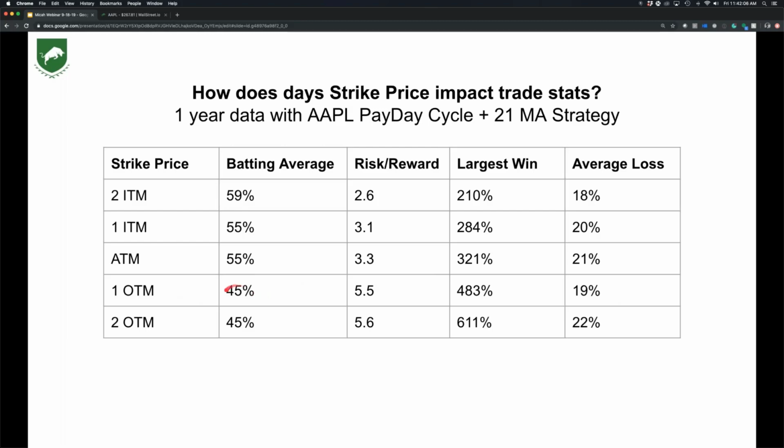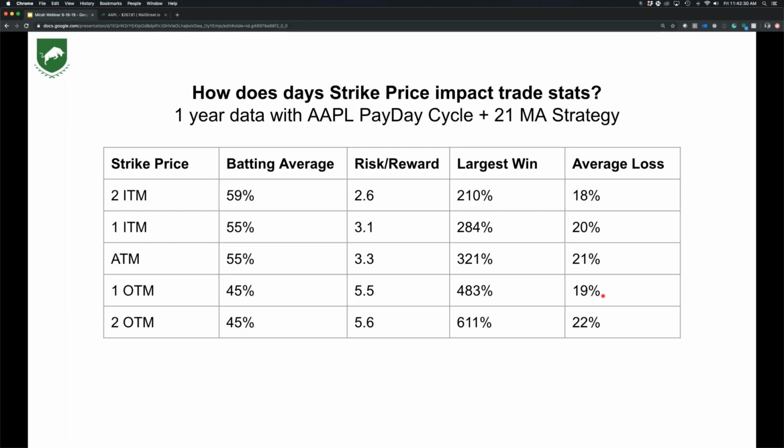While the batting average was a little bit lower, the risk reward was so good, the largest win was so good, and the average loss was so low that in the end it actually turned out to be the most profitable strategy. Pretty cool, right? The other thing that is really clear here is if you buy too much time or you use in the money options, you're at a massive disadvantage.